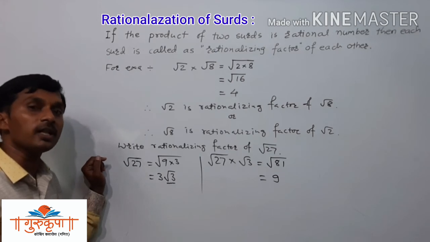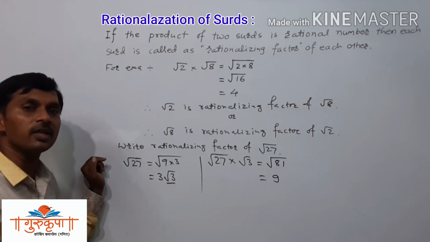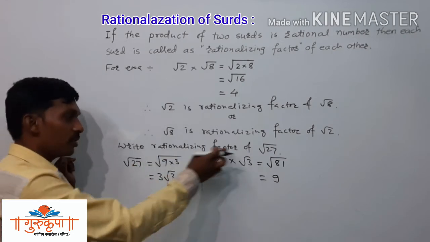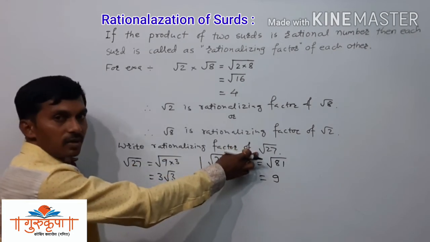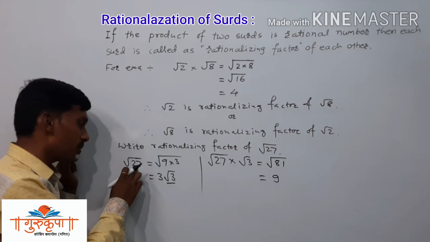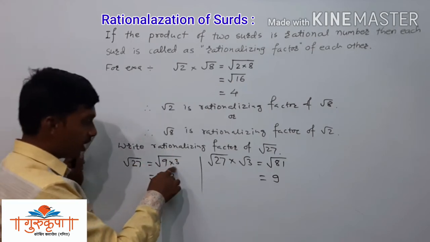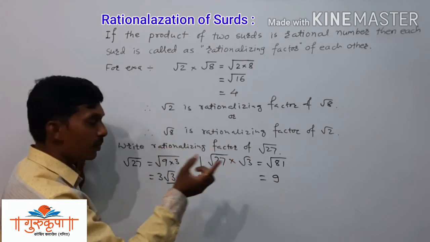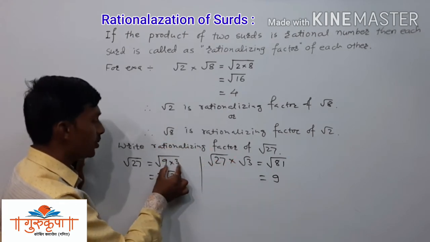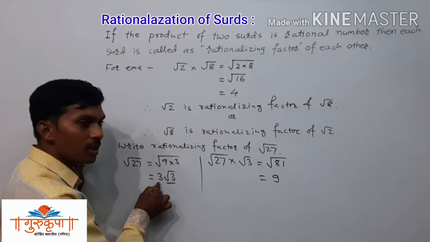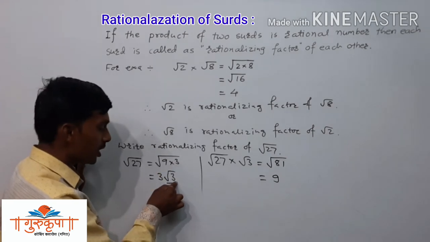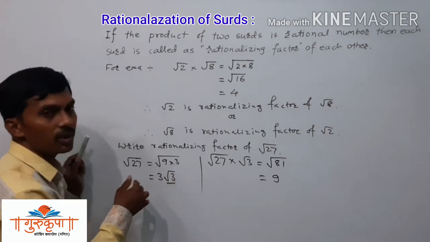And how to get that simplest rationalizing factor? It is very simple. You have given root 27. First write that root 27 in the simplest form. So we write it as 9 into 3. Now square root of 9 is 3, and what is remaining there inside the radical sign? Only root 3 is remaining.